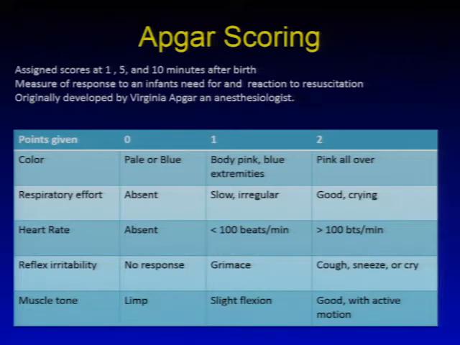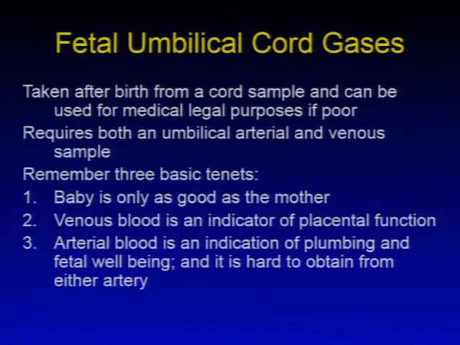APGAR scoring is a common scoring pattern at birth. It assigns scores at 1, 5, and 10 minutes after birth. It's a measure of the response to an infant's need for and reaction to resuscitation, and it was actually developed initially by Virginia Apgar, who was an anesthesiologist, and it relies on points given for color, respiratory effort, heart rate, reflex irritability, and muscle tone.